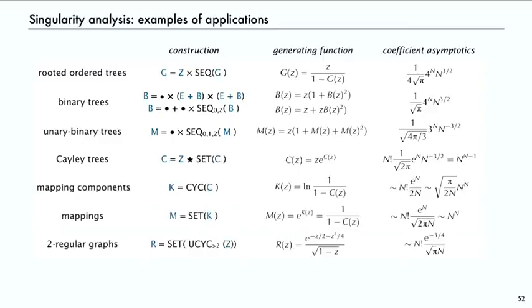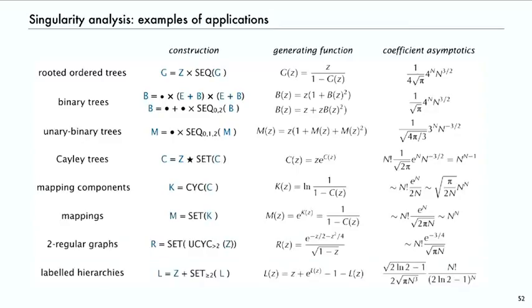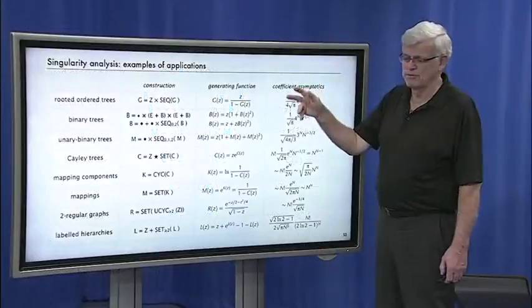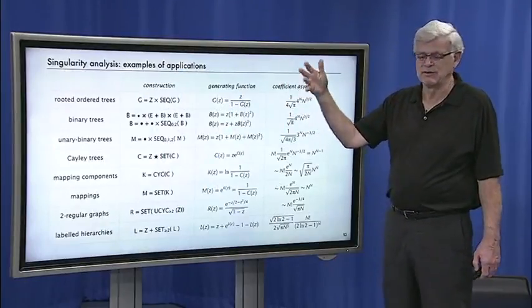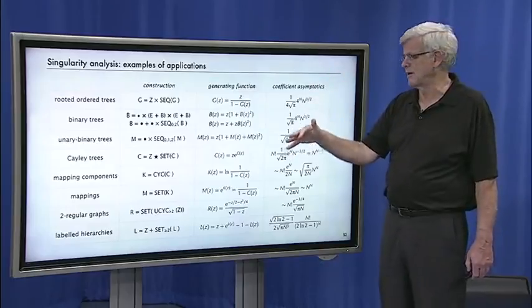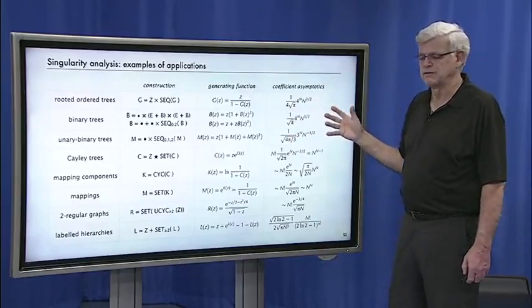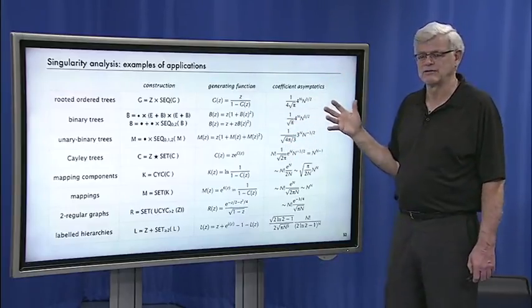We looked at properties of mappings, 2-regular graphs, labeled hierarchies and other implicit tree-like classes, and always being able to go from construction to generating function to coefficient asymptotics. And these are only representative examples. For each one of them, there are many, many other types of classes that are similar that we could define and still get immediately to the coefficient asymptotics.